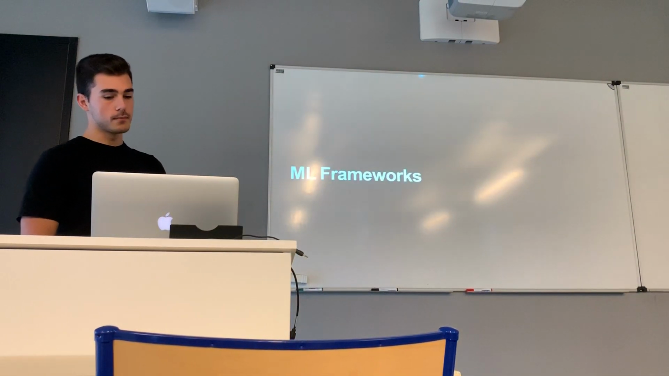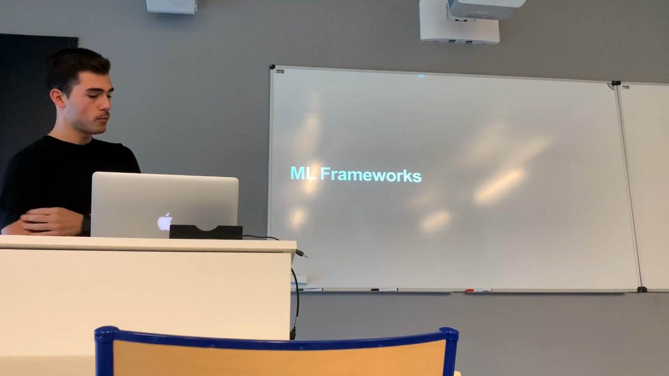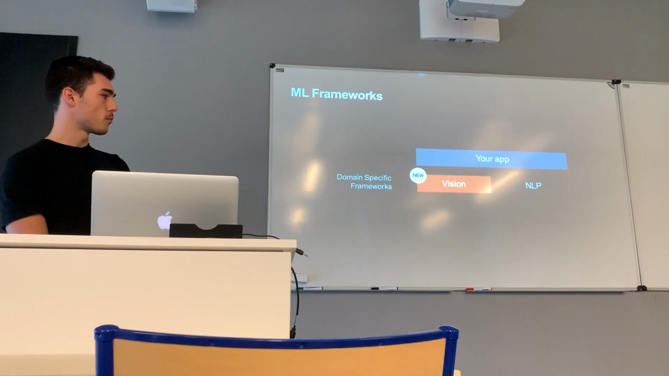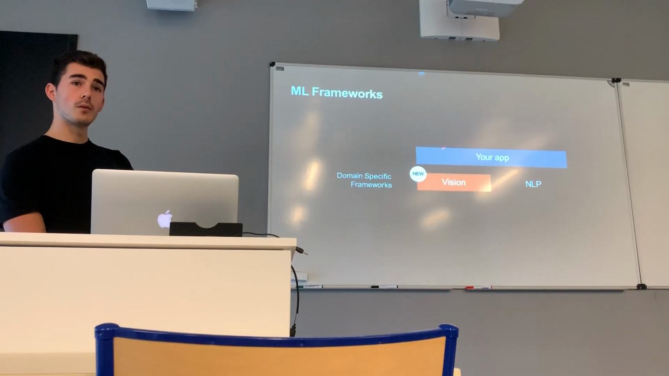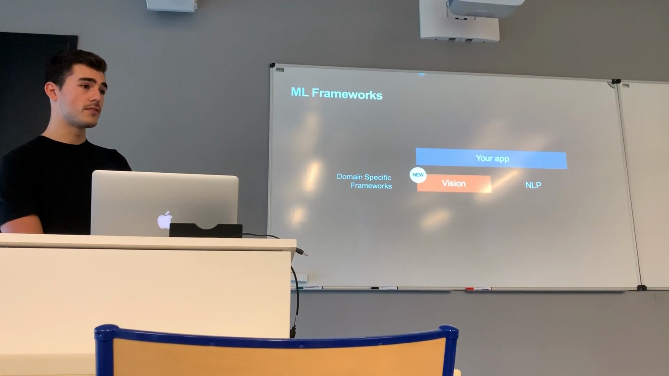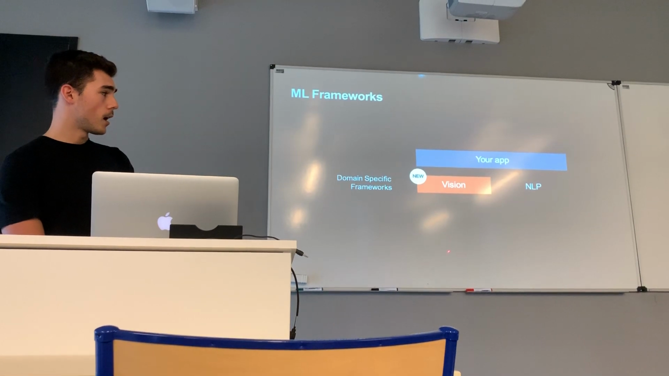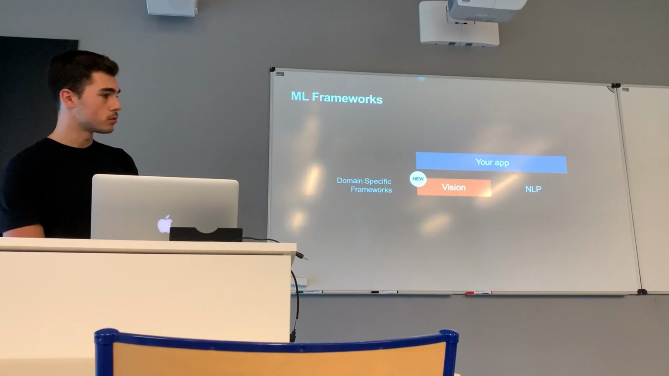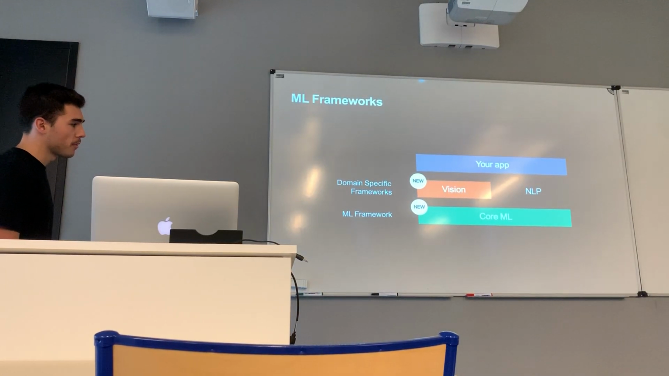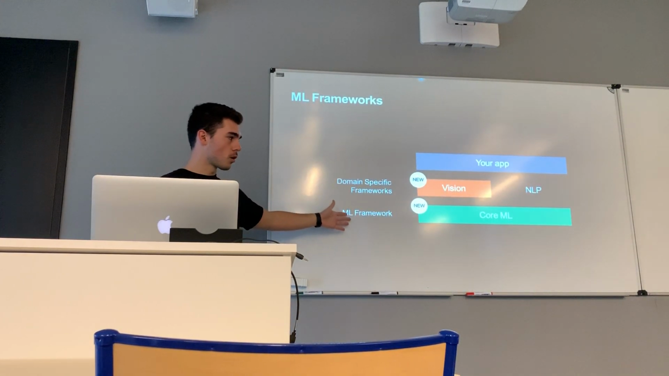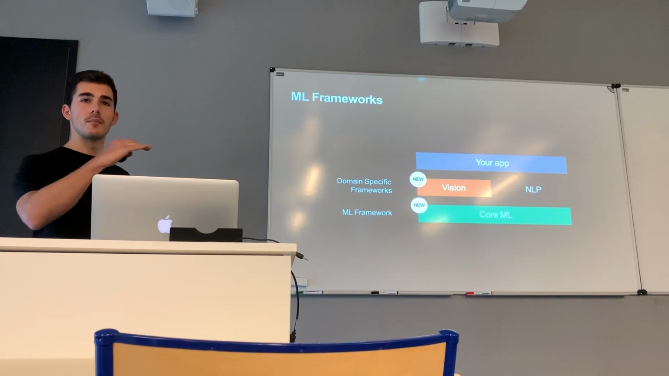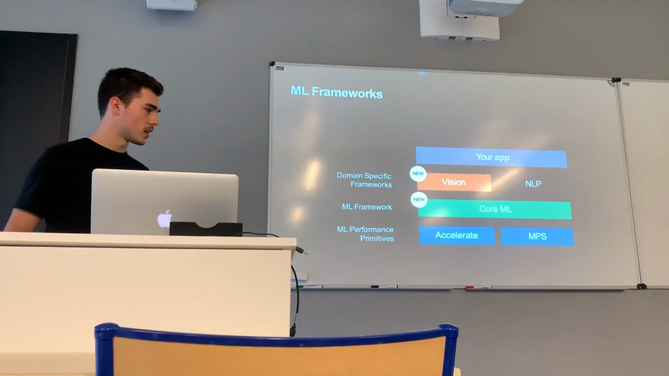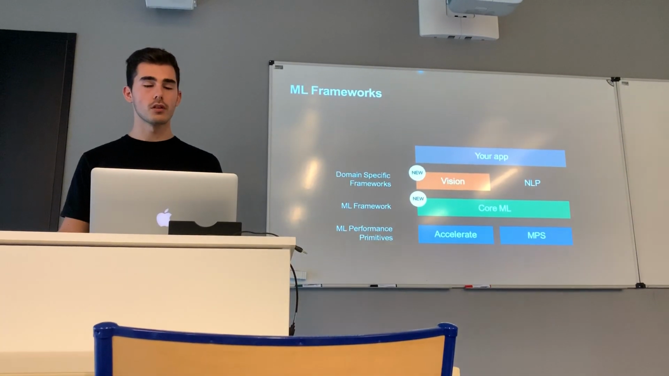So the framework that machine learning uses is these ML frameworks. So you have basically your app. On top of that, you have some specific frameworks. This is a library we're going to use today, the Vision library. You have some NLP that is used for natural language processing, and you will see it even today. On top of that, you have the ML framework. This is CoreML, but it's the same level as Firebase works. And then you have some performance primitives, Accelerate and MPS, but you're not going to see that today.